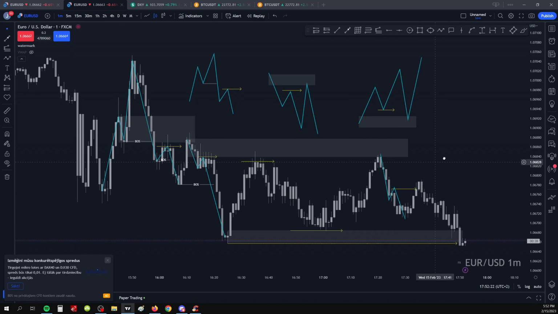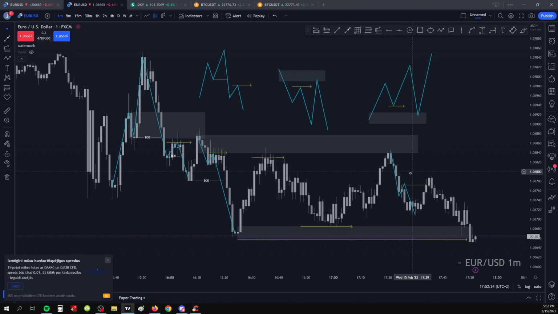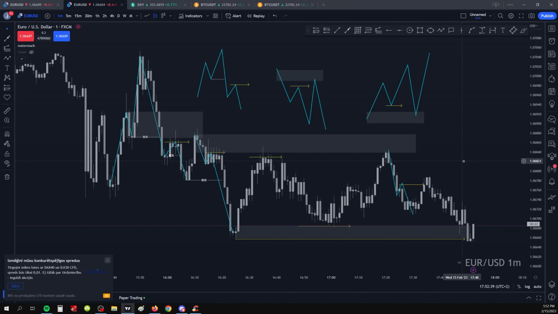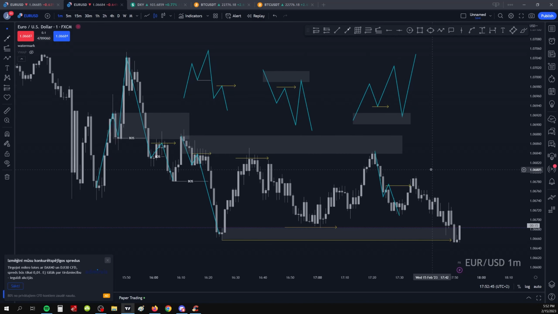As you can see, I'm not doing anything hard. I'm just counting to 3. It's so funny. How easy can it be? Of course, you have to understand something else more, like order blocks, imbalances, and stuff like that.